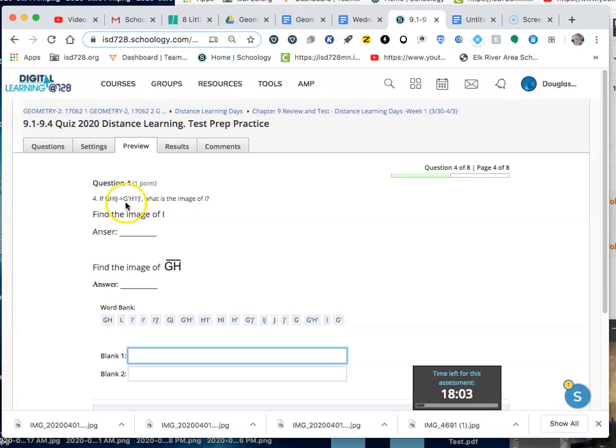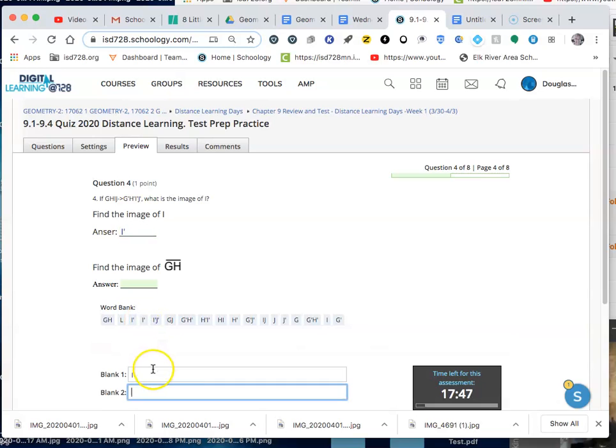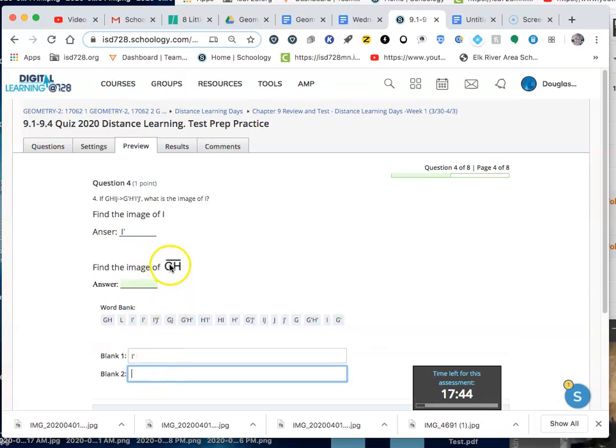GHIJ maps onto G prime, H prime, I prime, and J prime, what's the image of I? Well, I's image is I prime. Okay, so I's image is I prime. I selected it up there. H's is G prime, H prime.